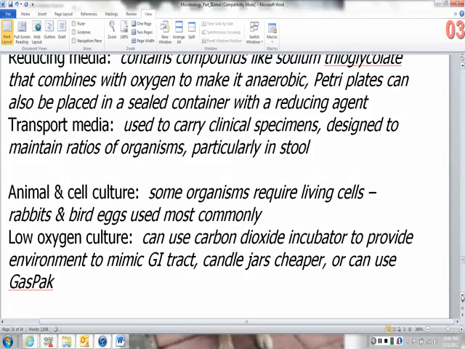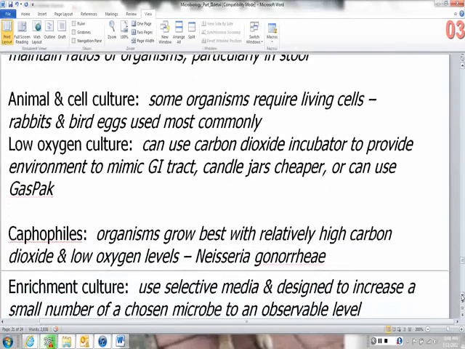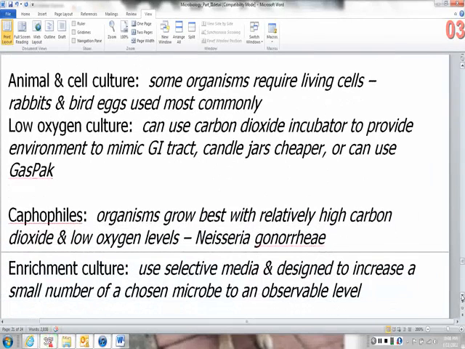For cultures needing low oxygen, the carbon dioxide incubator may be used to mimic the environment of the gastrointestinal tract. This can be done using a gas pack or a candle jar. Candle jars are cheaper and very easy to use. Capnophiles are organisms which grow best with relatively high carbon dioxide and low oxygen levels. An example is Neisseria gonorrhoeae.